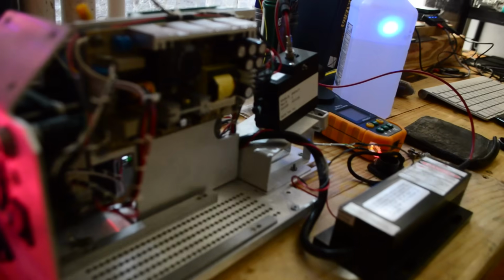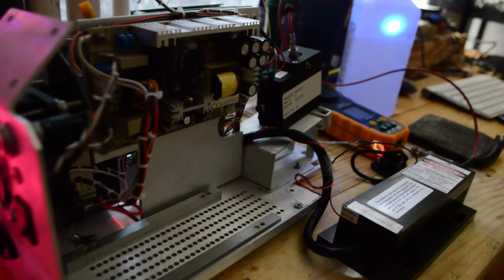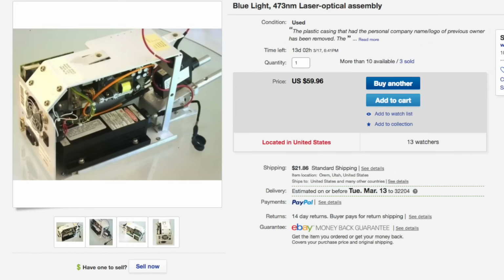The laser we're going to be looking at today is one I got online for pretty cheap. It's what's called a DPSS, or diode-pumped solid-state laser. These units pop up online occasionally as decommissioned medical equipment.